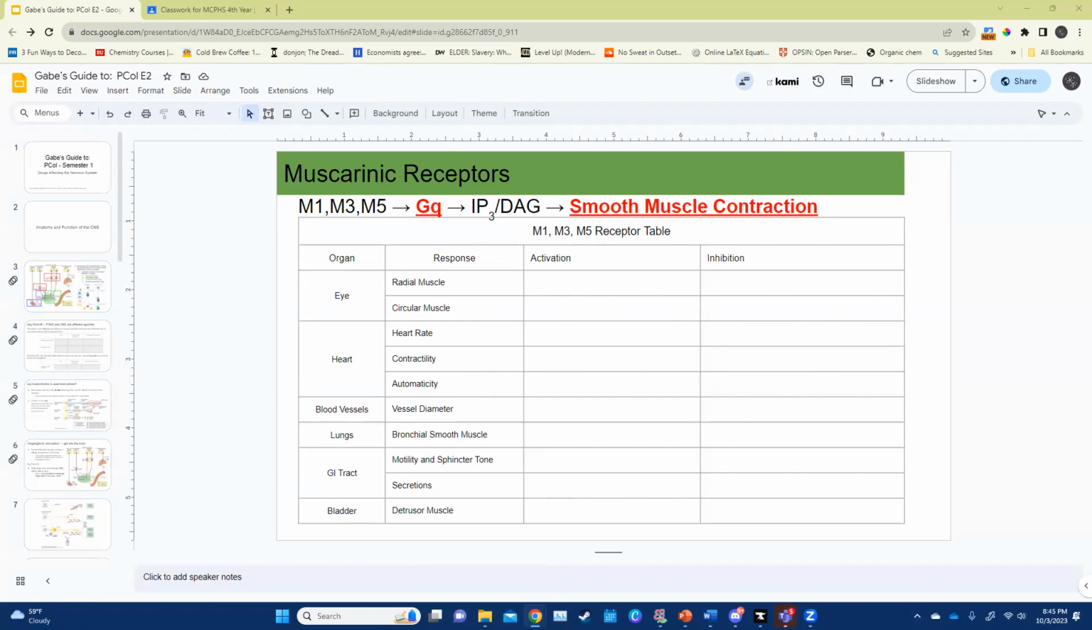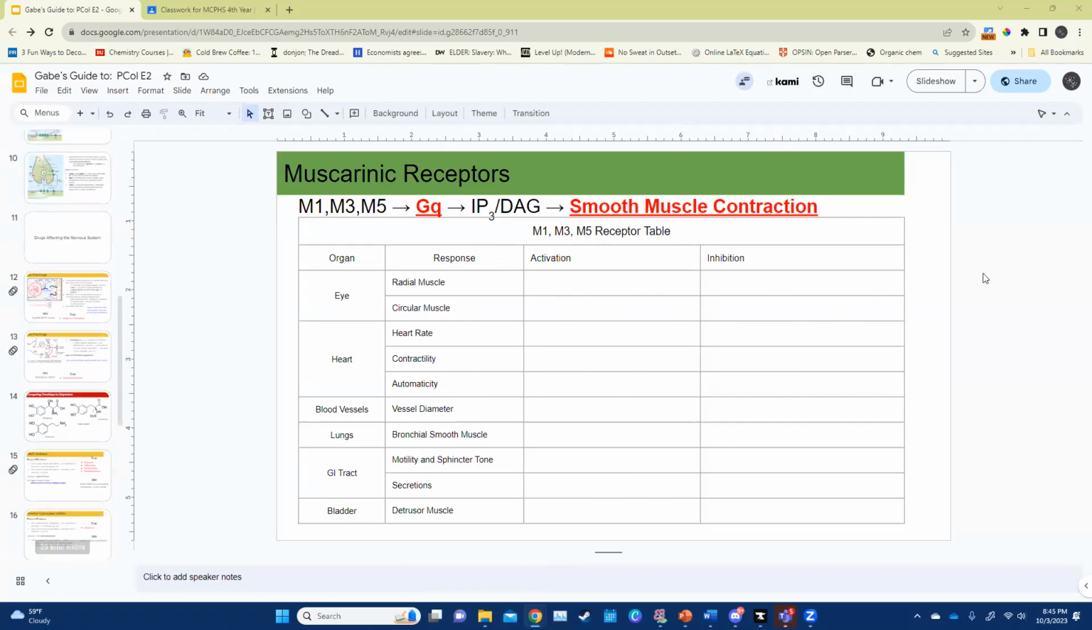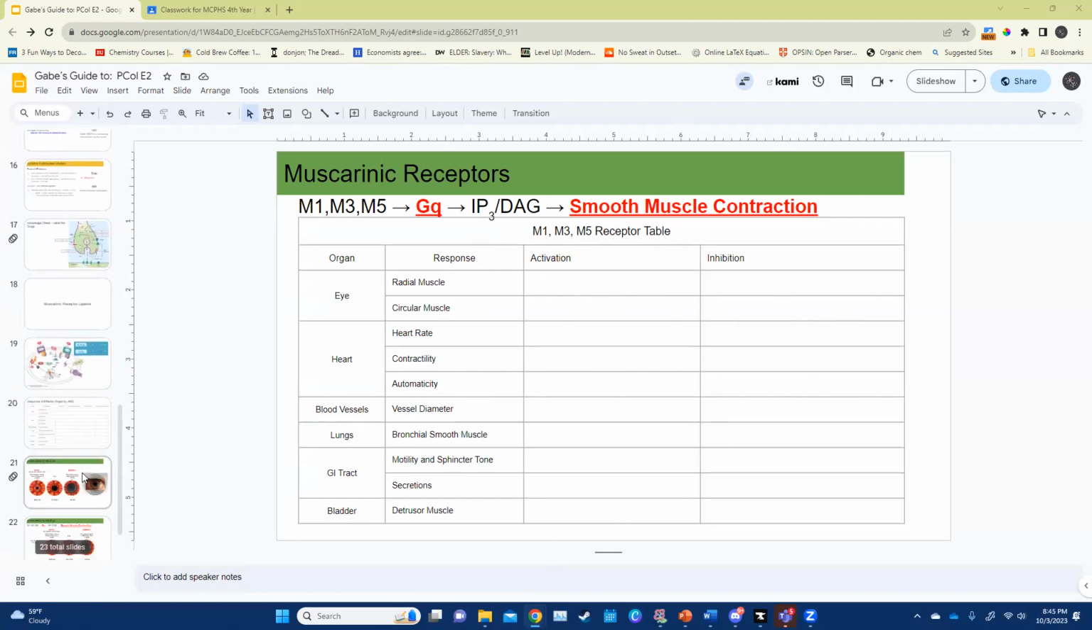The big thing to know about the drugs for the exam is about the entire drug profile. Okay.